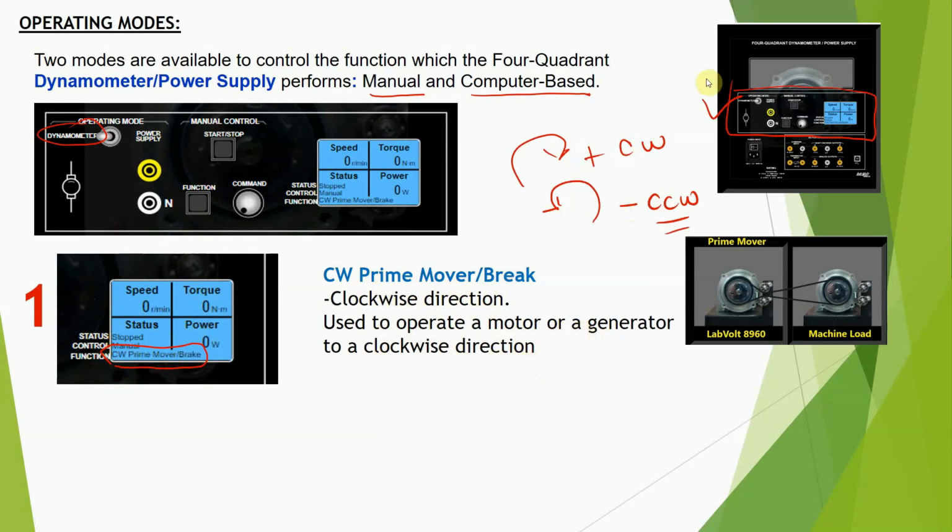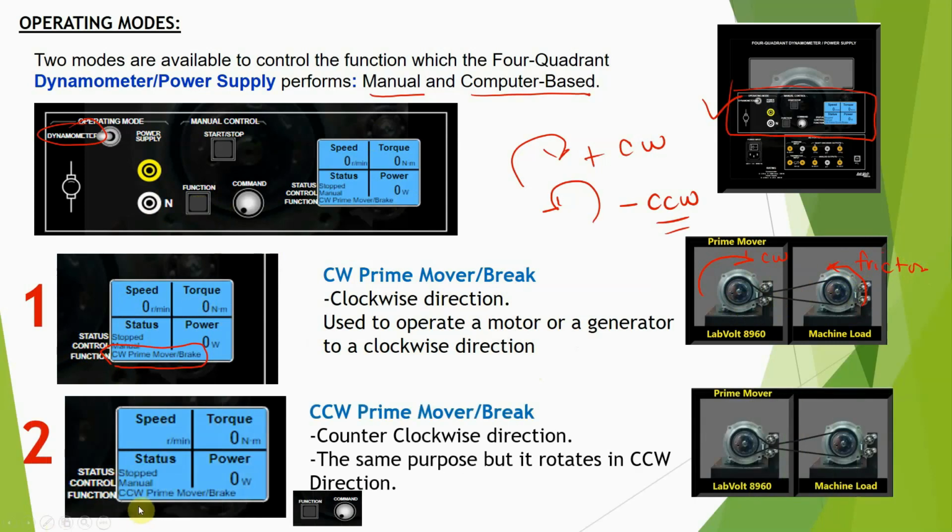So if I have this connection here, connected to the motor, I have a clockwise direction, and of course all the friction, this is the frictional force, right? But the rotation will be clockwise. So, clockwise prime mover brake. If I press this function, I will have another screen, which is counterclockwise prime mover brake. It has the same function, but the only thing is it will rotate in another direction, which is counterclockwise.